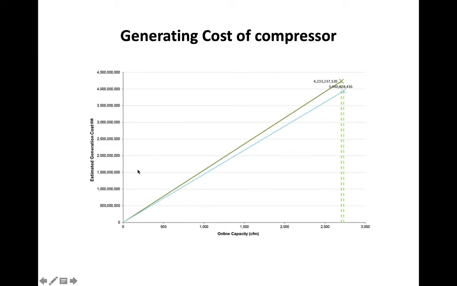In this graph, the y axis is the estimated generating cost in rupiah, and the x axis is the online capacity in cubic feet per minute. The cost is related to the capacity, and the capacity varies here, as I already explained in the previous presentation.